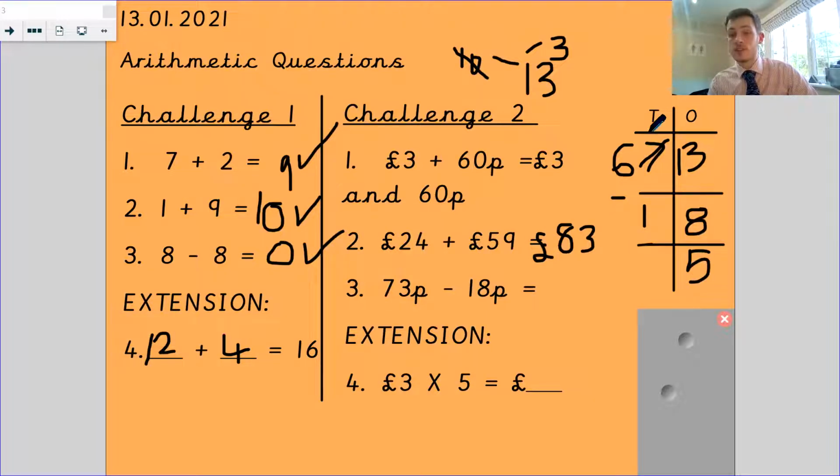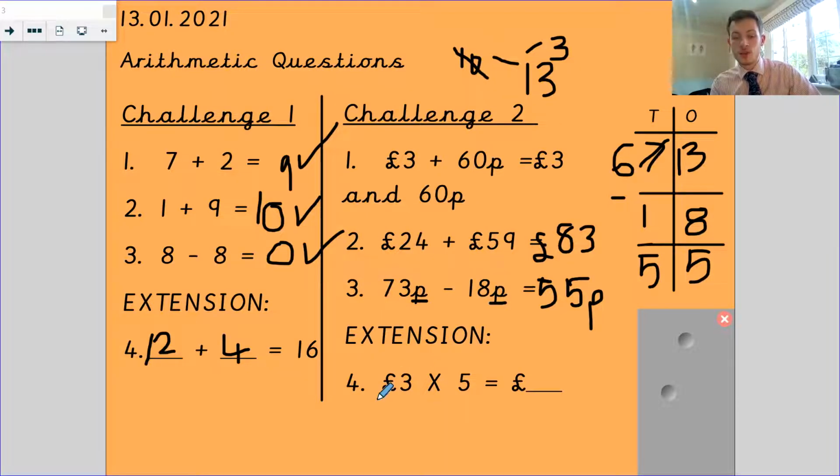Now I just need to remember to do this side. 6 take away 1. Well, 6 take away 1 is going to be 5. And there we can see my answer is going to be 55. 55, again, we need to check what we're working with. Are we working with just 55, or are we working with money? And if we're working with money, it needs to be pence or pounds. And this one was working with pence. Well done to everyone that got that one. That was a really tricky one. We're going to be maybe doing some more of them because they are really tricky as we cross out a 10 and move it over.